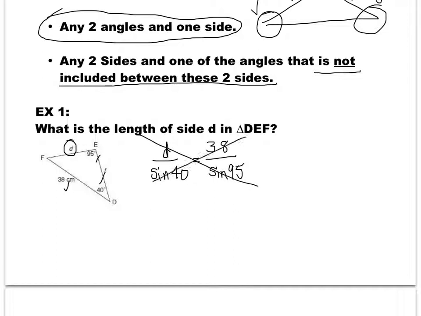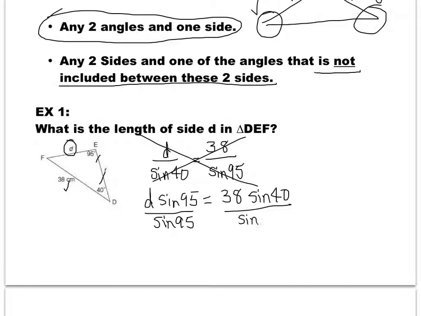Now, if I crisscross these, I'm going to get D sine 95 is equal to 38 sine 40. Before I multiply 38 by sine 40 and then divide by sine 95, I'm going to divide everything by sine 95 before using the calculator. And I'm going to get D is approximately 24.52 centimeters.